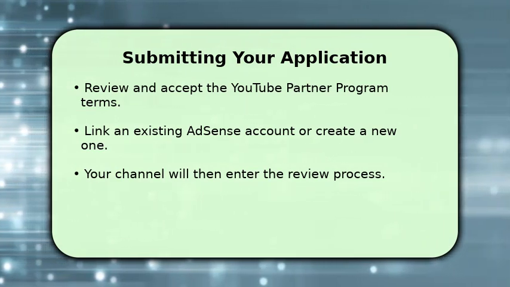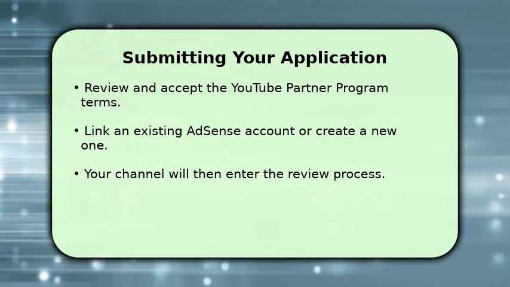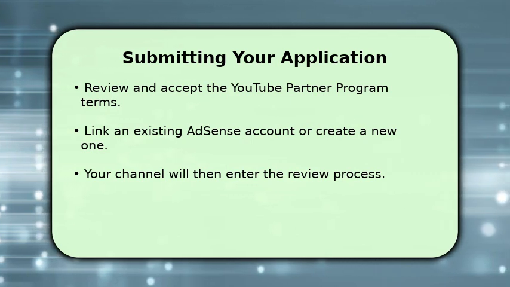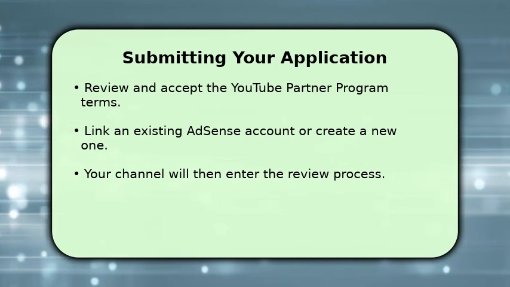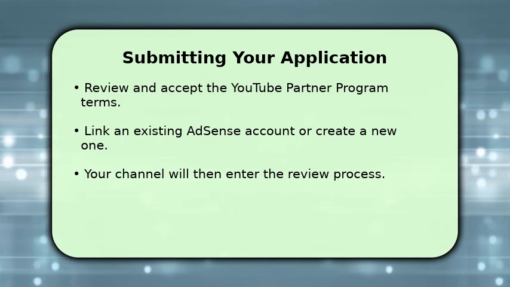The first step is to review and accept the YouTube Partner Program terms and conditions. Next, you'll need to link an AdSense account to your channel. If you don't have one, you can easily create a new account directly through the application process. After these steps, your channel will be submitted for review.